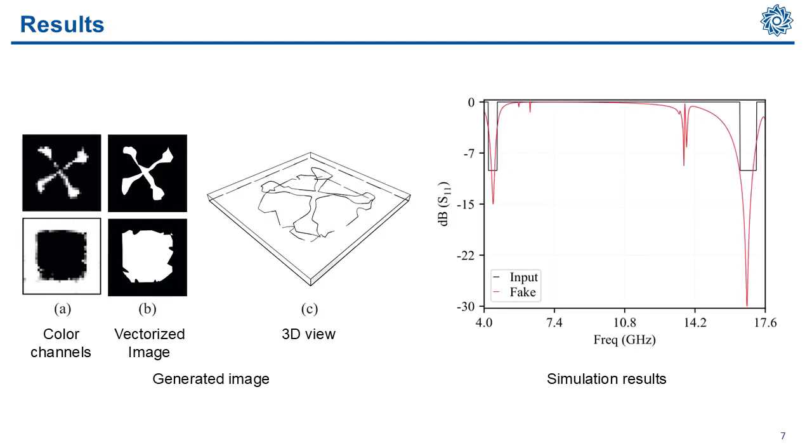After training our deep learning network, we use two-band metamaterial S parameter data as input for evaluating our algorithm. The image generated by cDCGAN is shown on the left side of the slide. This image is then converted into a vector for importing to the simulation software. Next, a 3D representation is shown. Finally, the simulation result of the input and generated fake image overlap, and the results are acceptable.